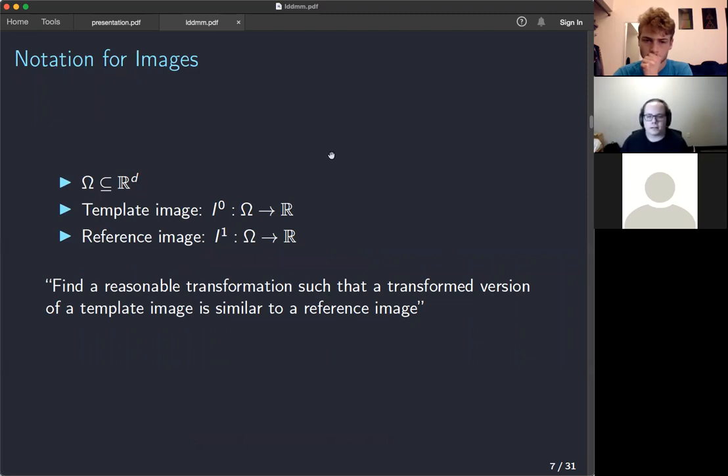Omega is, let's say, an open bounded domain in R^D. For medical imaging, D is usually 2 or 3. A template image is a function I0 from omega to R, maybe in L2, just to make sure it has finite energy. And the same with the reference image, I1 from omega to R. Again, the goal, quoted directly from the thesis, is to find a reasonable transformation such that a transformed version of a template image is similar to a reference image.